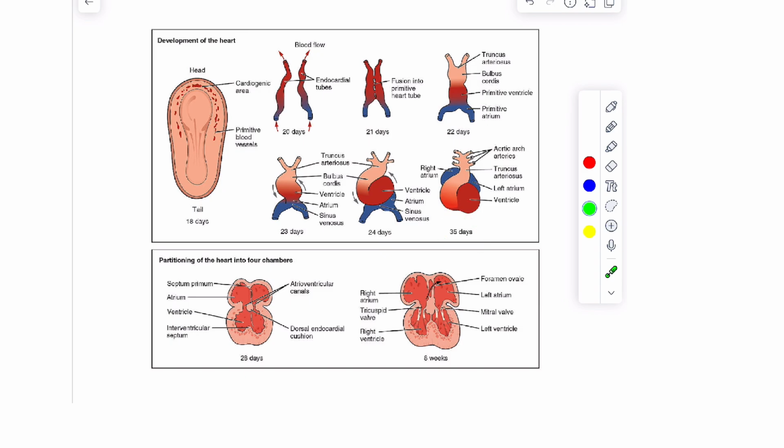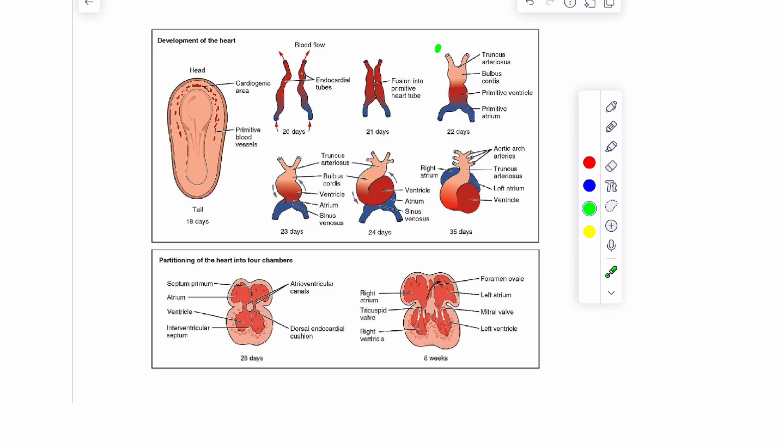Now we will see how this tube develops into a complete heart with all the chambers and the structures. First of all, we can see that at around 20 to 22 days of development, these are the four structures that will develop from this primitive heart tube. First structure is the truncus arteriosus. This is the truncus arteriosus. Then this structure is the bulbus cordis. This is the primitive ventricle, and then primitive atrium.